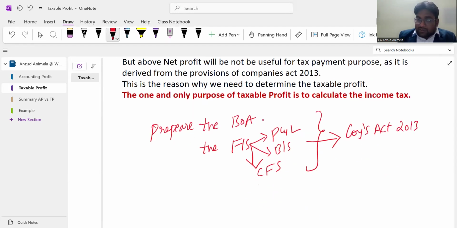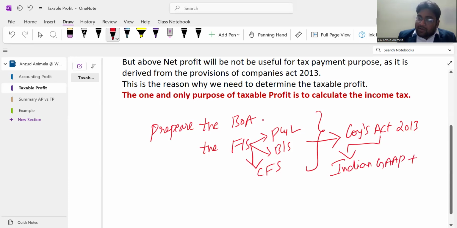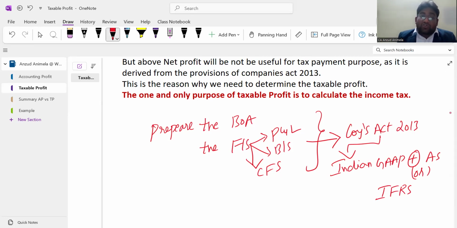It includes Indian generally accepted accounting principles plus accounting standards, or IFRS, International Financial Reporting Standards, which are converged into Ind AS. So when you prepare the books of accounts, you have to follow a separate act, that is called the Companies Act.